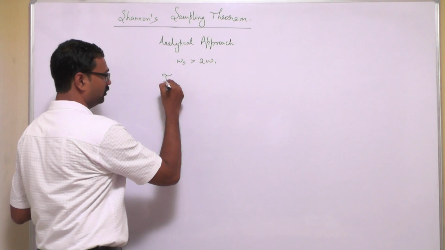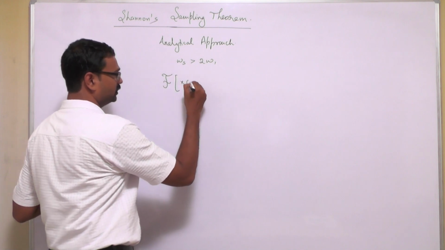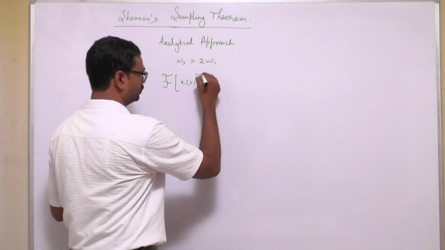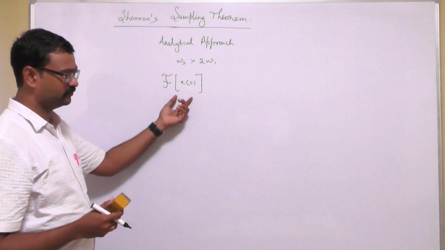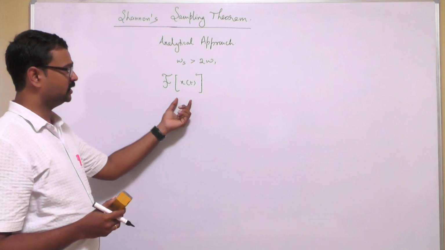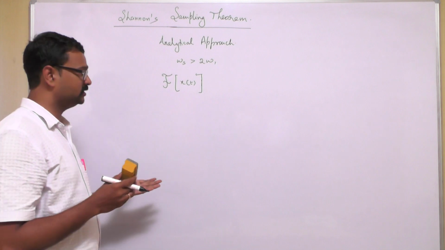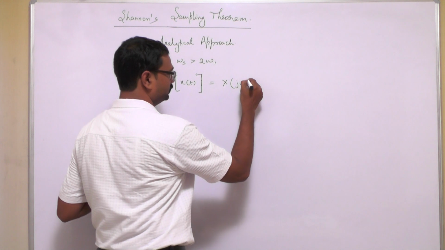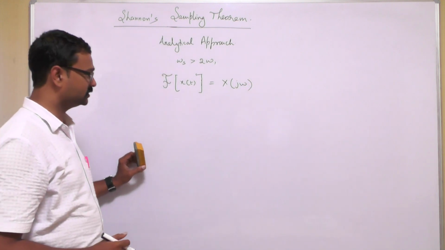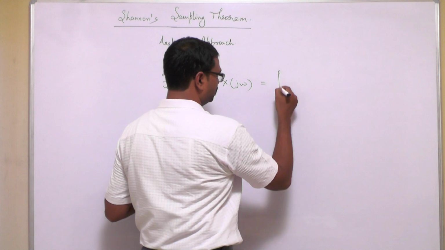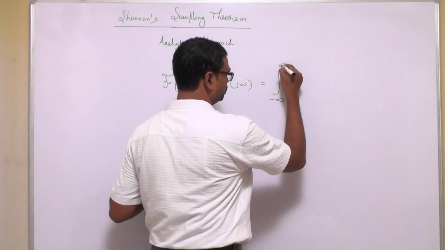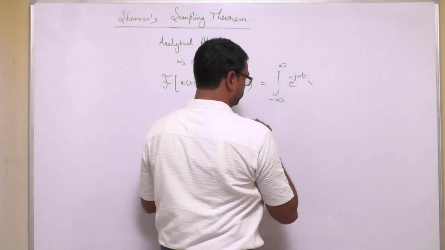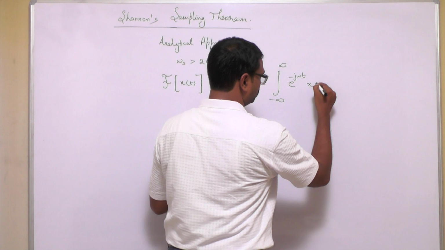first find out or try and recap the Fourier transforms. The Fourier transform of x of t, where x of t is any continuous time signal which is existing from minus infinity to infinity, you can say that this is x of j omega. The Fourier transform of x of t, you will be having x of j omega, which is nothing but integral over minus infinity to infinity e power minus j omega t x of t dt.